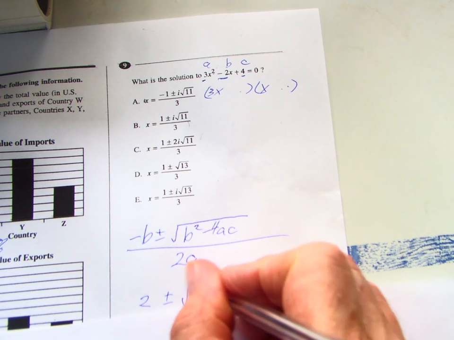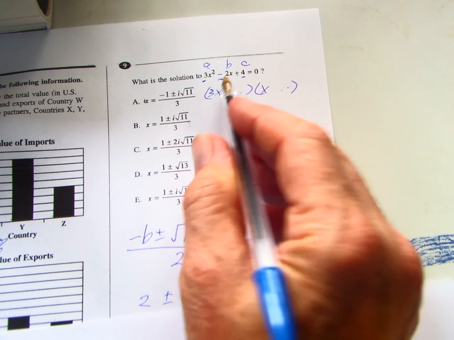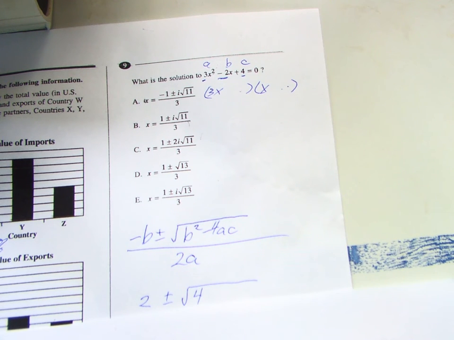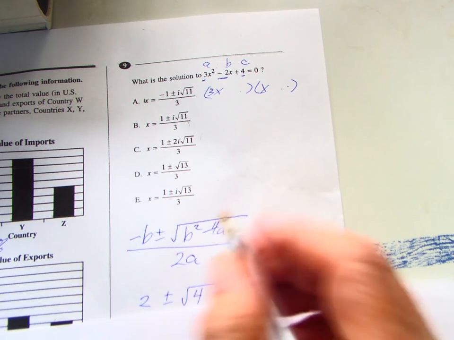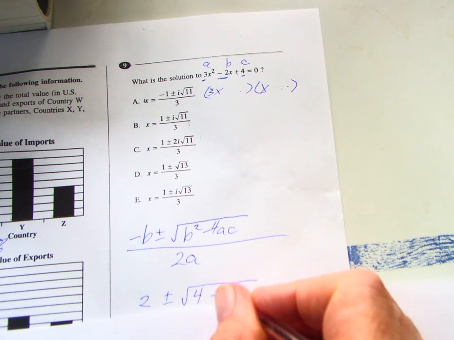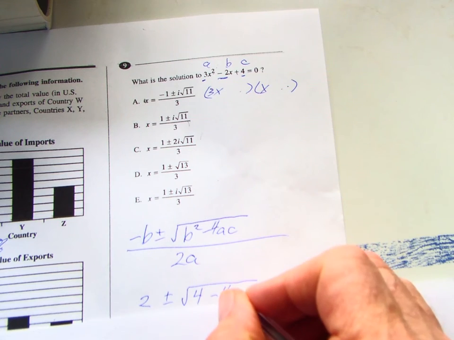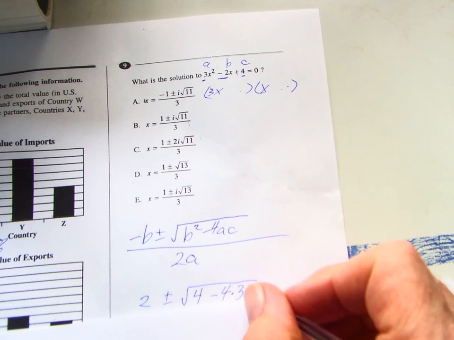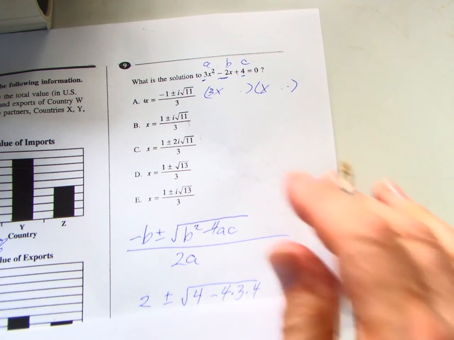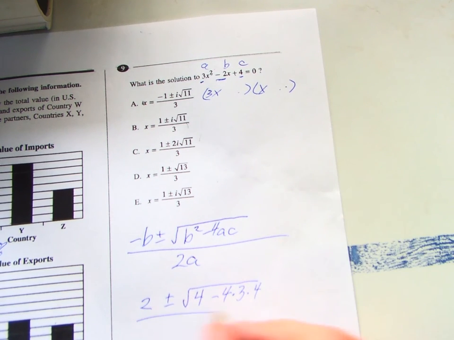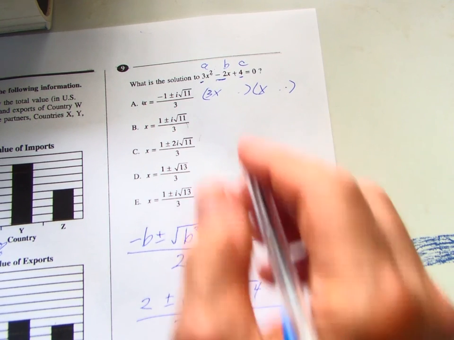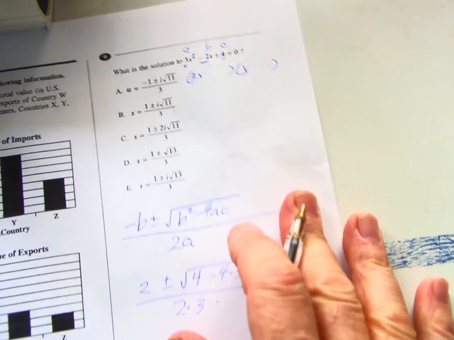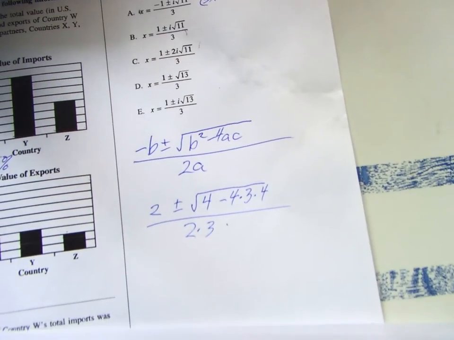Square root of b squared. Again, b is minus 2. If you square that, you get 4, since minus 2 times minus 2 is 4. Minus 4 times a, which is 3, times c, which is 4. Then you divide that by 2a, 2 times 3. Okay, I'm going to move this a little and try to solve this.